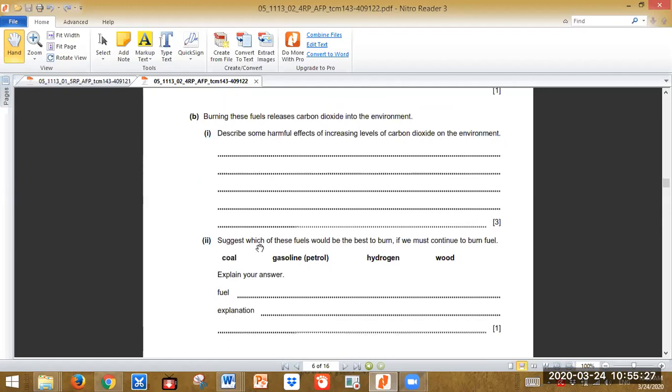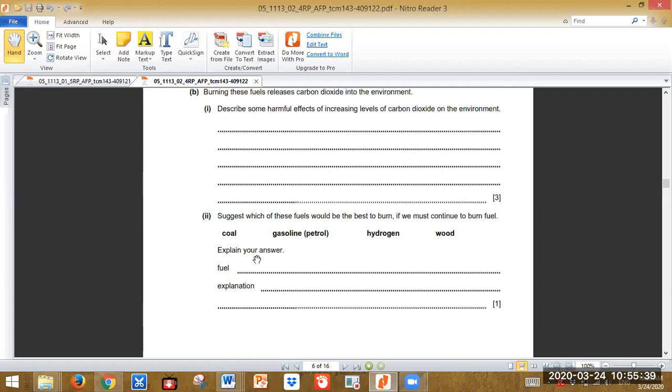Part C. Suggest which of these fuels would be the best to burn if we must continue to burn fuel. Explain your answer, the fuel and the explanation, okay? You may use wood. You may write the wood can be grown again, or you can plant more trees, or it is a renewable resource. And also, you may write hydrogen, okay? You may write it's also a renewable resource, or it does not contain carbon dioxide gas, so it will be safe for the environment. So both of them will be correct.